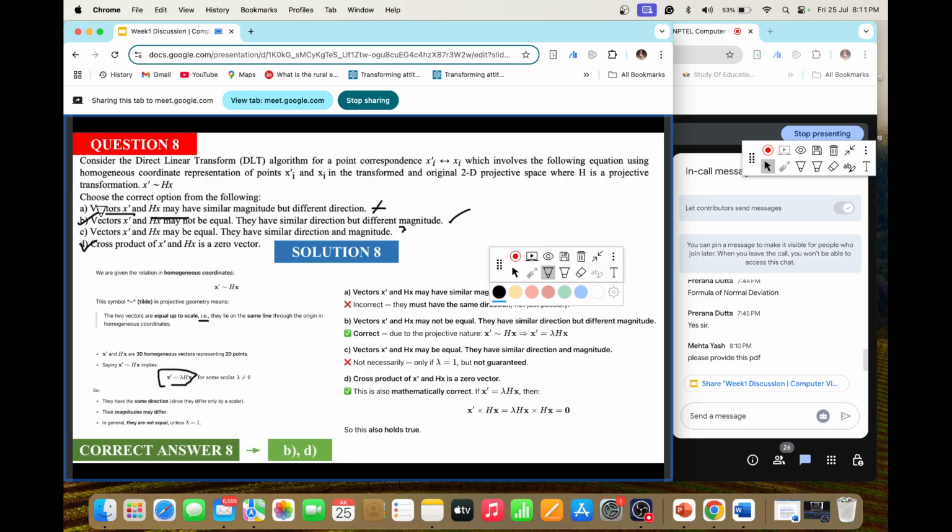This is not clearly for this class, but you can just see the concepts. The concept is x dash and Hx will lie on the same line, that means same direction, but can have different magnitude. So that is the concept for this. This need not be thought of seriously, but this is the concept.